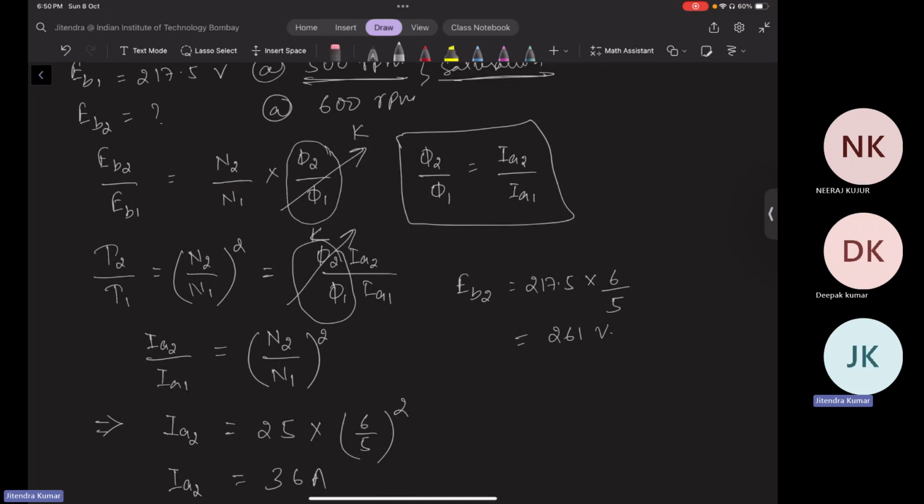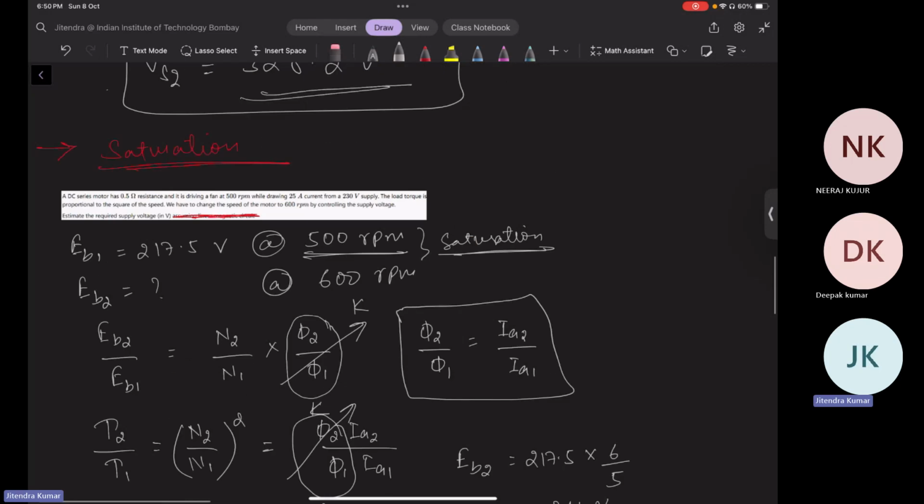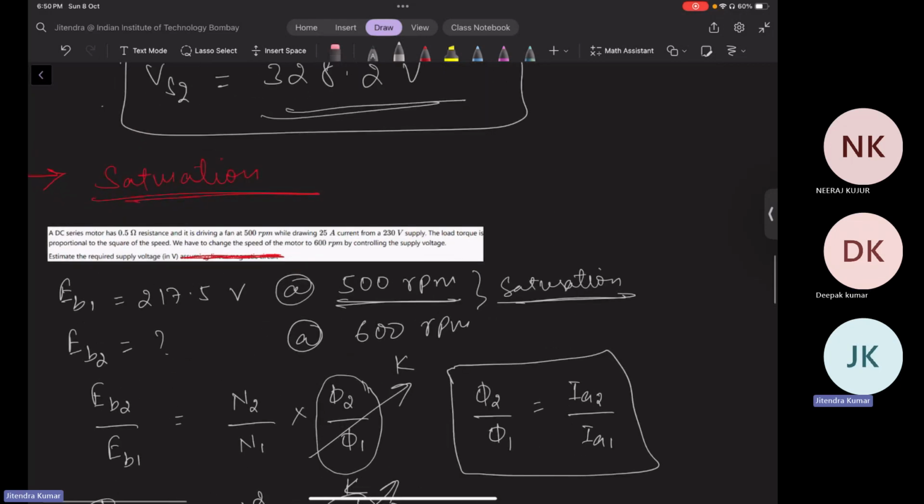Any doubt in this? Sir, how did you write this T2 by T1 is equal to N2 by N1 square? Yes, sir. It was provided in the problem, right? Load torque is proportional to the square of the speed.